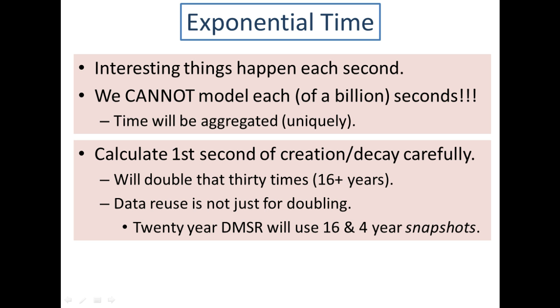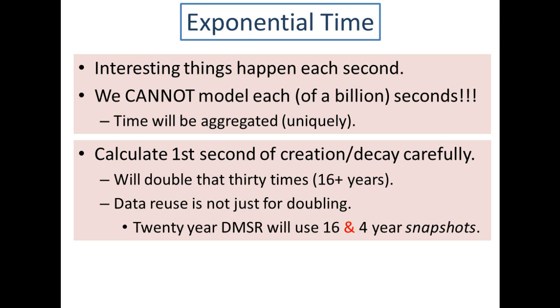The simulated reactor is very tiny. There's only one fission per second. We will calculate the fission products at the end of the first second of reactor operations rather carefully. That's because we will reuse that data a billion times. Exponentially, that's 30 doublings. A billion seconds is a bit over 16 years.